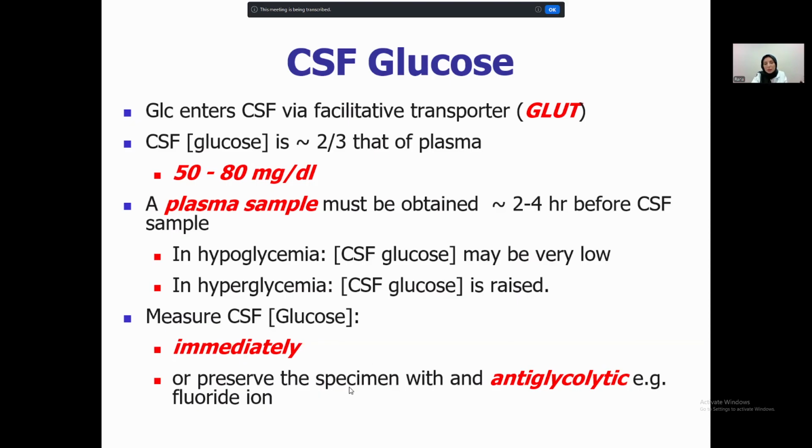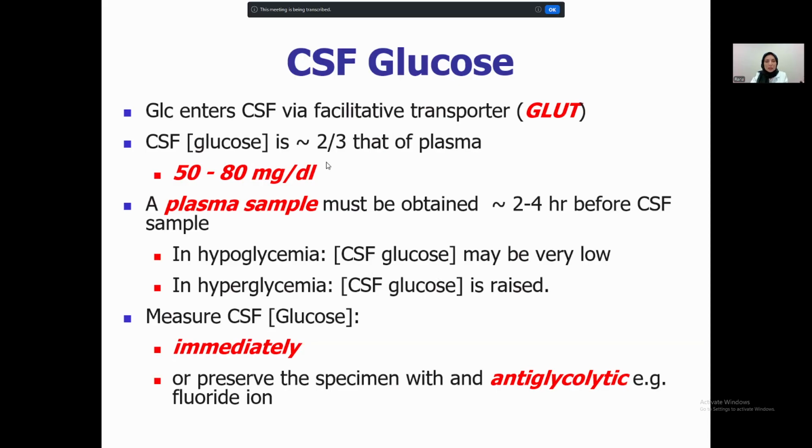To preserve the sample, we use an anti-glycolytic tube, which we usually call a gray top tube because it has fluoride, and that fluoride will prevent glycolysis, so we can measure the glucose accurately. That's why we need to measure it immediately, and also preserve it in the gray top fluoride tube. That tube has fluoride to prevent glycolysis, so we call it an anti-glycolytic substance.